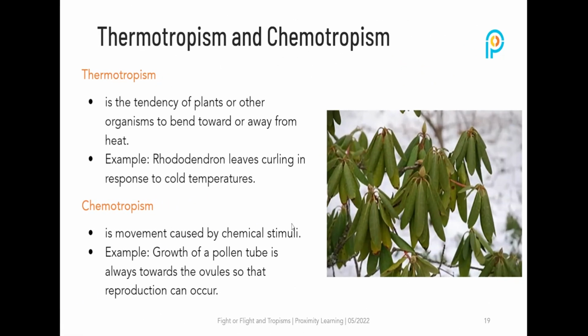And then thermotropism and chemotropism. Thermotropism is the tendency of plants or other organisms to bend toward or away from heat. An example would be rhododendron. Their leaves curl in response to cold temperatures. And then chemotropism is the movement caused by chemical stimuli. An example would be the growth of a pollen tube, which is always towards the ovules so that reproduction can occur.